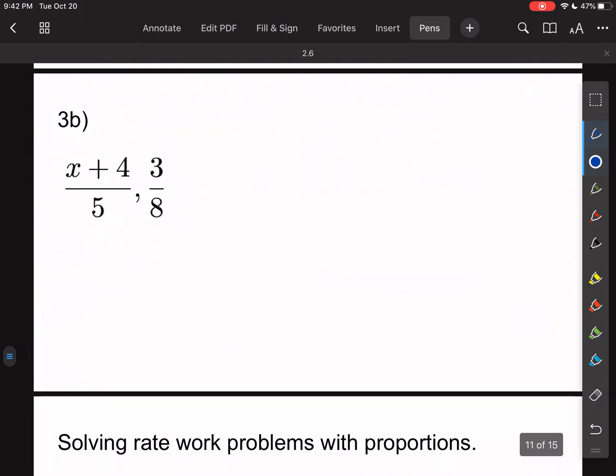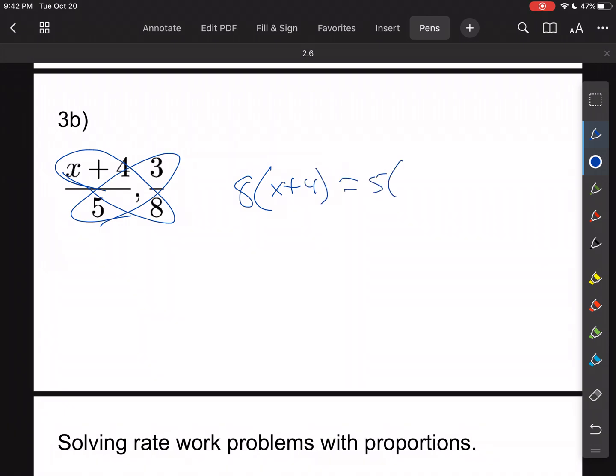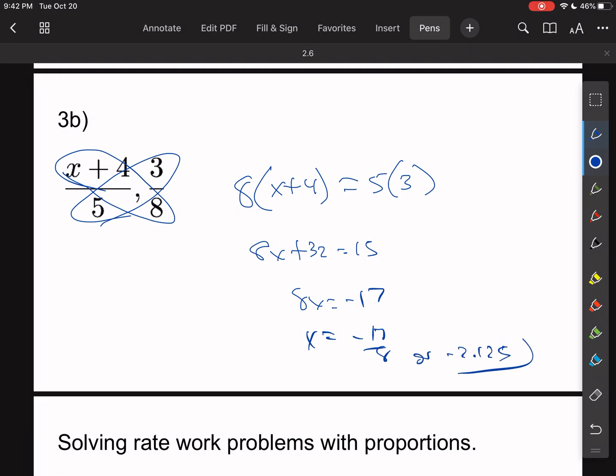Let's look at 3b. So again, we're going to assume that they're proportional, so we're going to just cross multiply. So I get 8 times x plus 4 is equal to 5 times 3. Okay, if I do this out, I get 8x plus 32 is equal to 15. Therefore, 8x is equal to 15 minus 32, which I believe is negative 17. So then x is equal to negative 17 over 8, or negative 2.125.